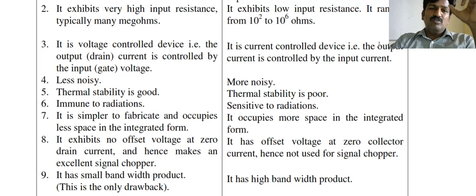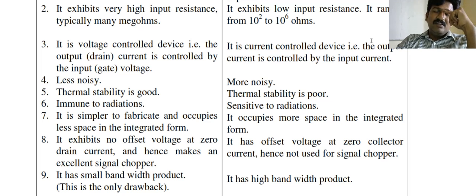Then we have to know how the gate to source voltage controls the drain current of your FET. But in the BJT, the collector current, which can be considered the output current of the BJT, is controlled by the input current.